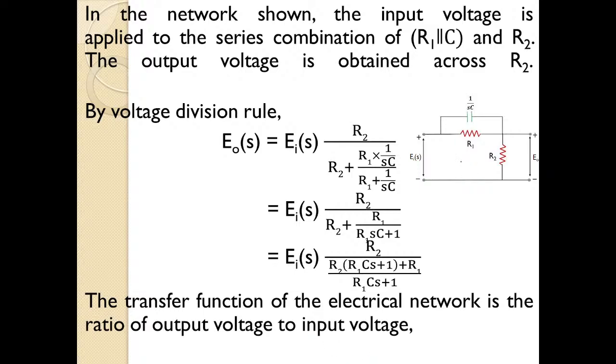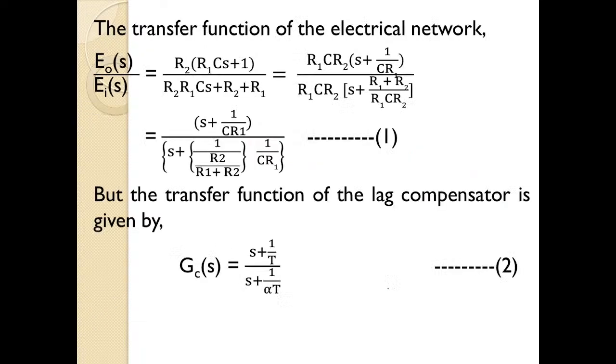If I want to determine the transfer function for this system, I should take the ratio of output by input. My output is E naught of S, input is Ei of S. So E naught of S by Ei of S is R2 by R2 into R1 CS plus 1 plus R1 by R1 CS plus 1. That is my transfer function.